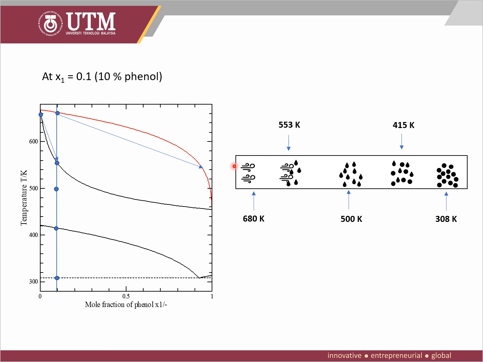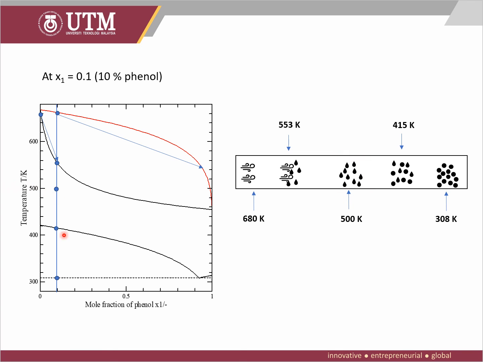So firstly, at the temperature of 680 Kelvin, after the exhaust gas is expelled into the exhaust pipe, the mixture is completely in vapor phase. As the temperature drops to 553 Kelvin, a small amount of phenol begins to promote the condensation of the mixture. This means that the mixture begins to convert into liquid phase. This is because the bubble point rapidly decreases. Next, as the temperature drops to 500 Kelvin, at this stage, the mixture is completely condensed into liquid phase.